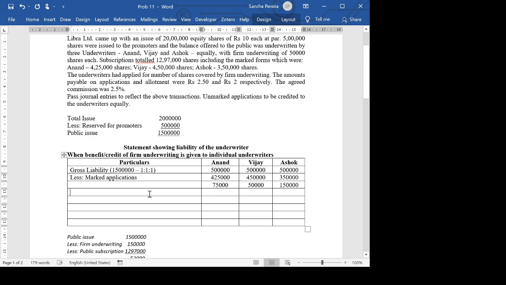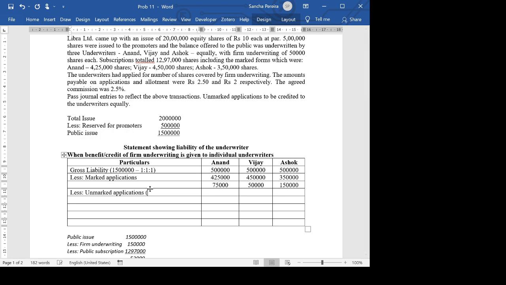Next, we have less unmarked applications. Now, in this problem, I'm not going to add firm underwriting to unmarked applications because we have decided to solve under benefit given. Only because we have decided. If I decided to solve under benefit not given, whatever the unmarked applications are, I would have added firm underwriting as well.